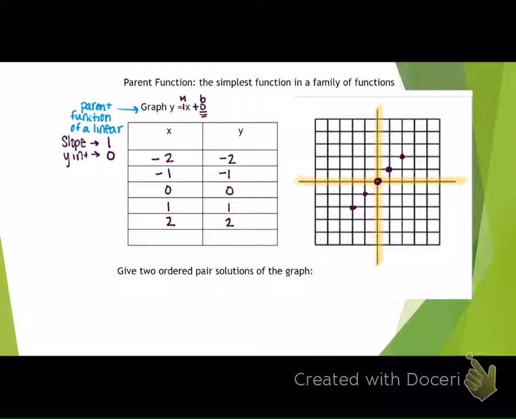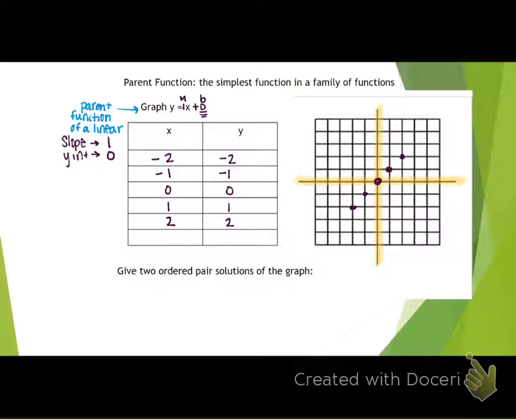And then you can connect those points, and you'll see the line. So you notice the slope is 1. You're going up 1 over 1, and you started at the origin.